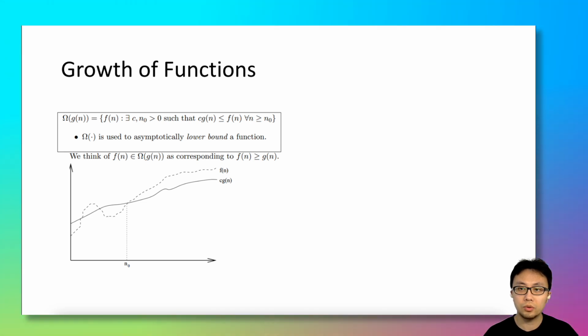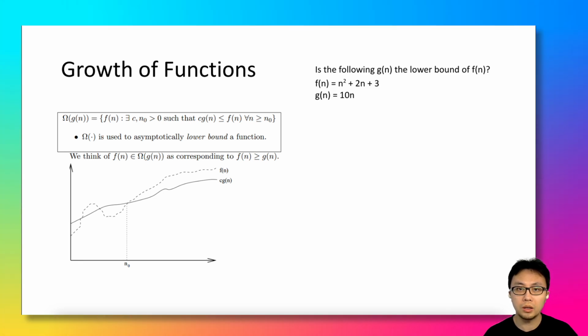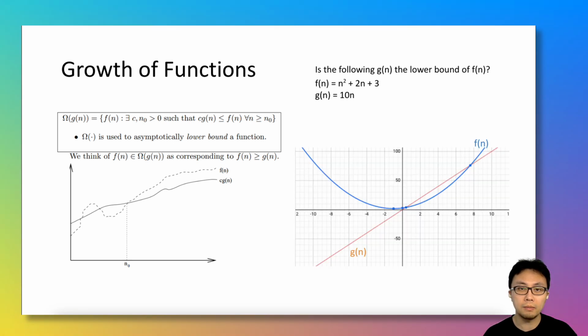To make sure we are on the same page, let's look at a question example. The question asks if the given Gn is the lower bound of Fn. Fn is defined as a square function, n squared plus 2 multiplied by n plus 3. Gn is defined as 10 multiplied by n. To directly plot these two functions on a 2D plane, you will have this. The two functions will cross each other at an input size of about 8. After that, as the input size grows, Fn will grow much faster than Gn.